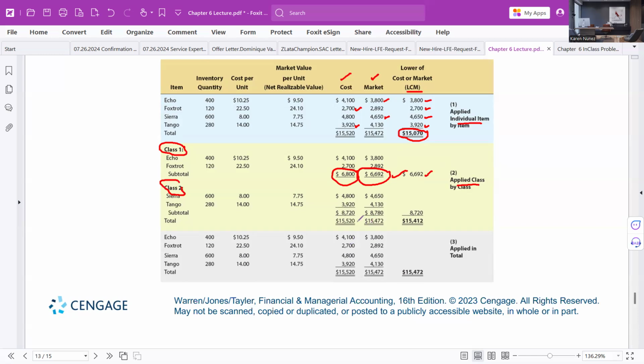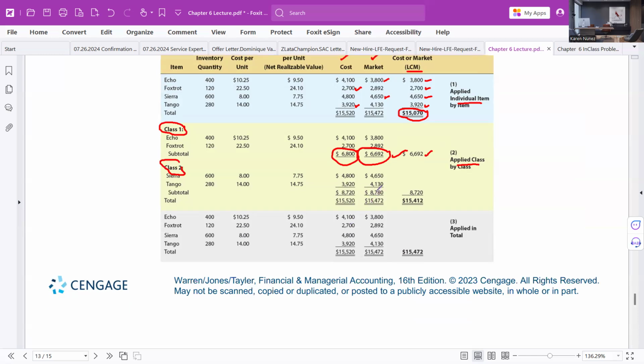When we look at the class 2 products, now what we're saying is the lower of the cost or market for the 2 products in class 2 is the 8720, the cost. That's what we'll report it at. So class 1, we report at market. Class 2, we report at cost. And the sum of these two, this is what we report our inventory at, 15,412 on our balance sheet. And that's how we're going to apply the LCM method to each class, class 1 and class 2.